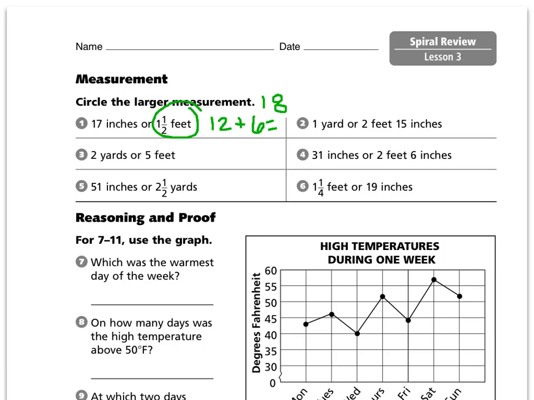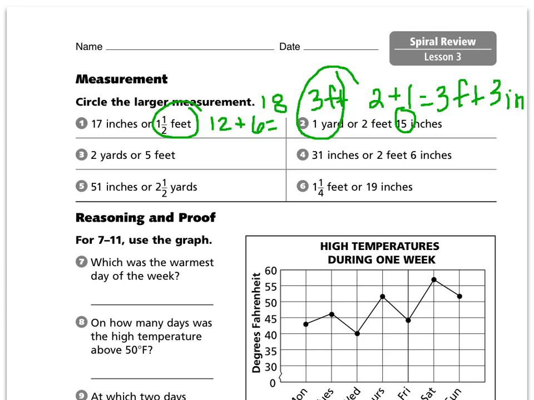Number 2, 1 yard or 2 feet 15 inches. I know that 1 yard is going to be 3 feet, and I know that 3 feet is already bigger than 2 feet. However, if you're looking at this, you can see that 15 inches would be a foot. So 2 plus 1 foot equals 3 feet, and then there would be 3 inches left over. So if you just converted the 1 yard, you wouldn't have looked closely enough to see that it's actually going to be the 2 feet and 15 inches.